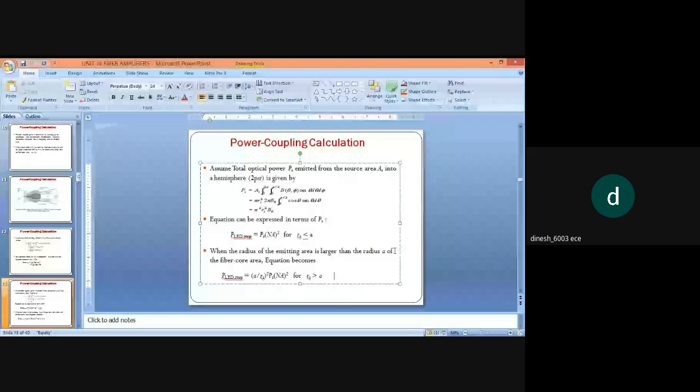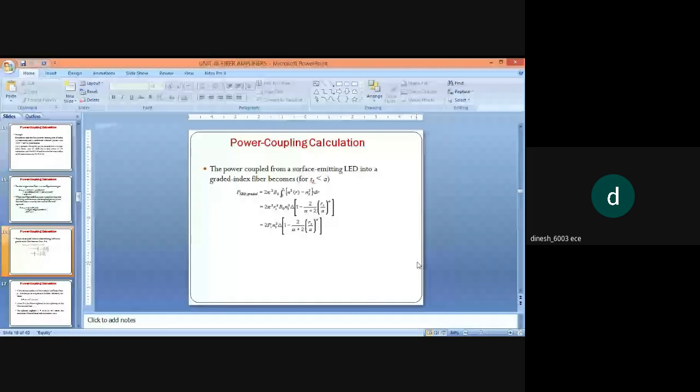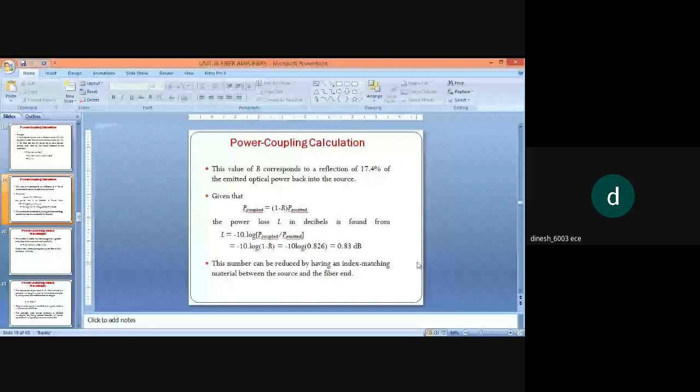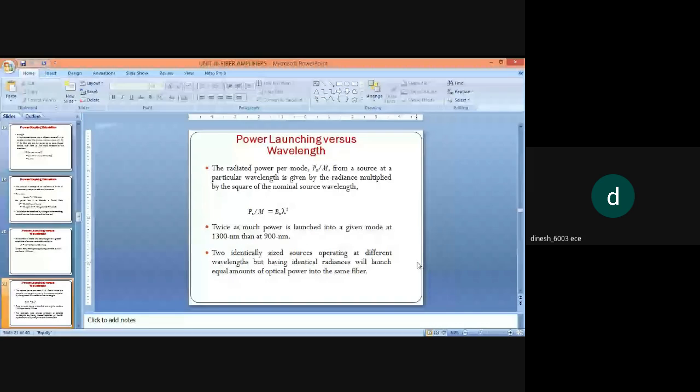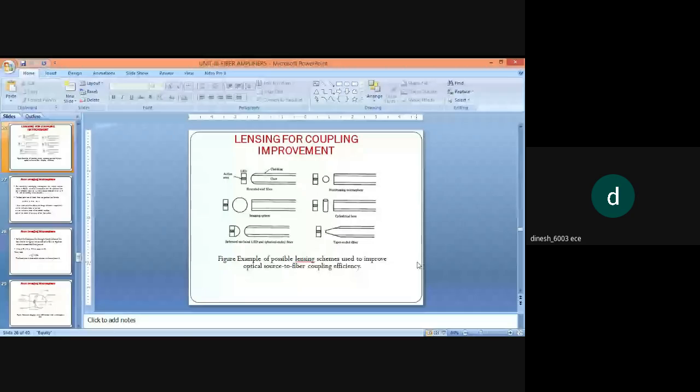We had seen the power calculation for LED, step index, then for multimode. We had seen the lensing scheme for improving coupling efficiency.